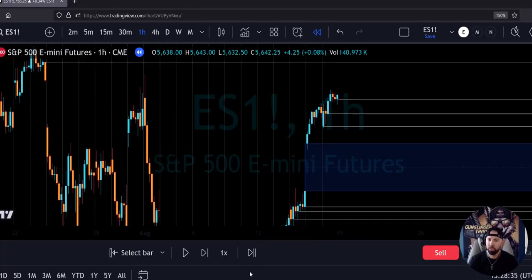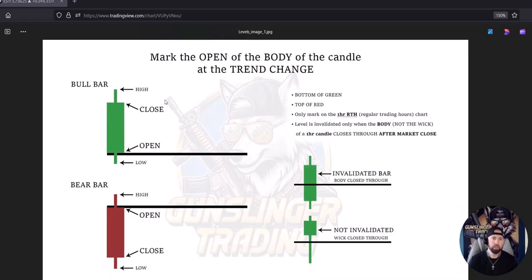So now I'm going to show you, actually before I do, let's just review this real quick. Mark the open of the green, mark the high, or the open of the red is on the top, green on the bottom. And the validated bar is when a 1 hour candle closes through the body of the candle through the level after market close. Don't invalidate or delete levels in the middle of the day. We're using the levels from yesterday to trade today, okay? And when the day is over, we're going to delete those levels and we're going to move on, okay? We do not invalidate a level if a wick is all that close through, okay?